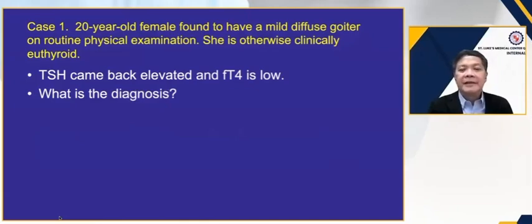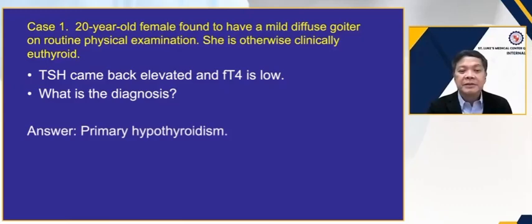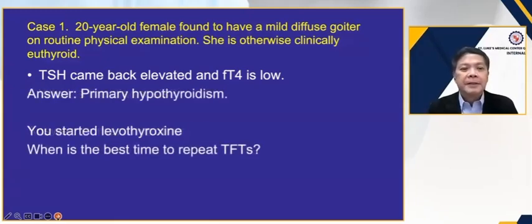So TSH came back elevated, FT4 low. It follows the CISO, the diagnosis. It's a primary hypothyroidism, which is more than 95% of the cases of hypothyroidism. You just have to look for the cause, from thyroidectomy to radioactive iodine, Hashimoto's. Ask them about their diet. Okay, these are the four most common causes of primary hypothyroidism.